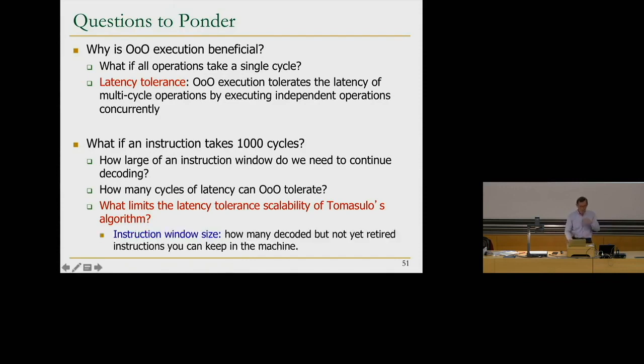So basically, what limits the latency tolerance is the instruction window size: how many decoded but not yet retired instructions you can keep in the machine. And again, hopefully, it's intuitively clear to you that increasing the size of this is not easy. Yes? Is the window size the combination of the ROB size and the size of the reservation stations? Yes, absolutely. It's really a combination. But people try to minimize the size as much as possible because it consumes power. So ROB size may be larger than individual reservation station sizes, because reservation stations don't need to hold the instructions that have finished execution but not yet retired, whereas the reorder buffer needs to hold those.